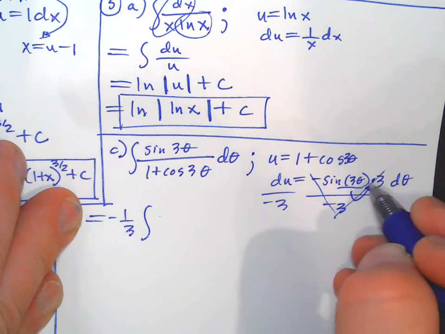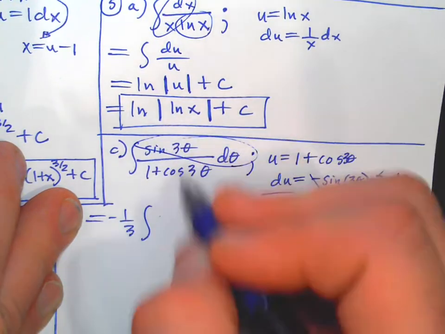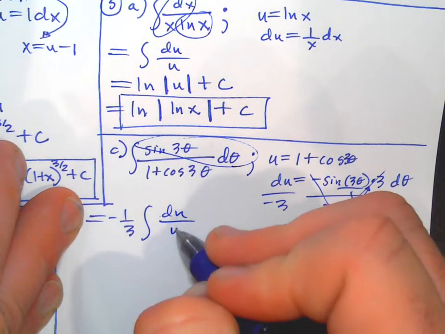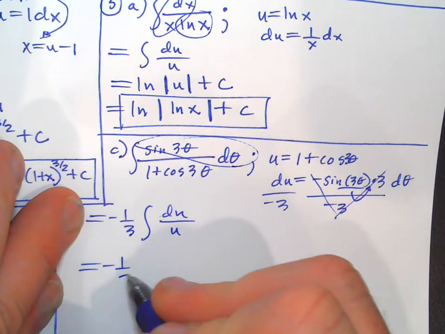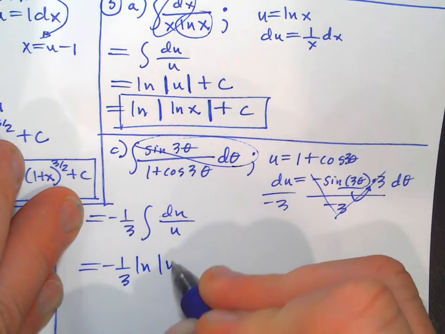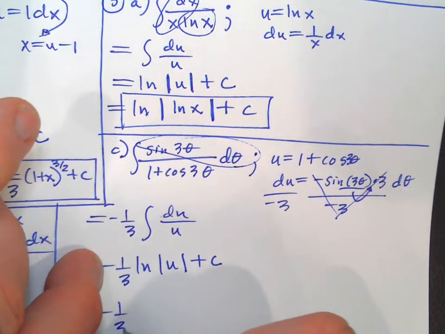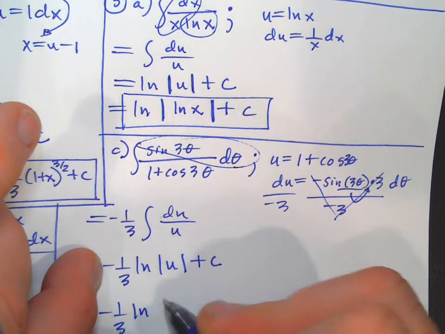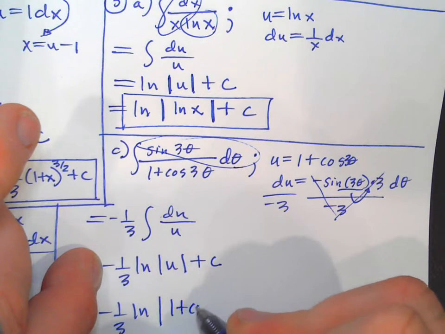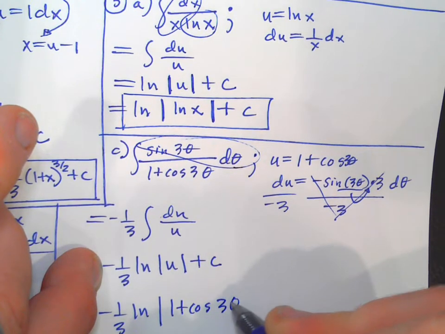And sine 3 theta d theta, that's your du over u. So this is natural log of the absolute value of u plus c. Final answer, negative 1/3 natural log of the absolute value of 1 plus cosine 3 theta.